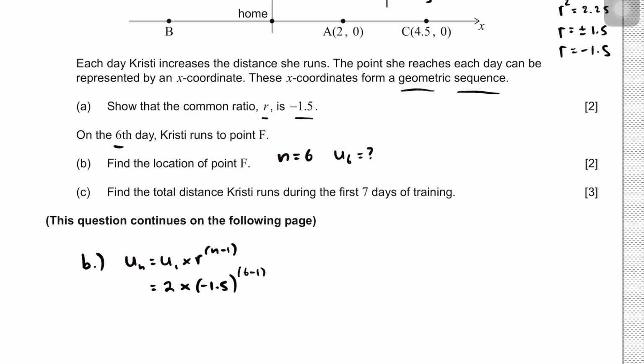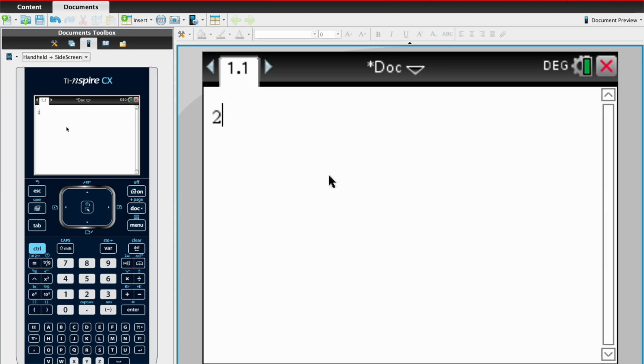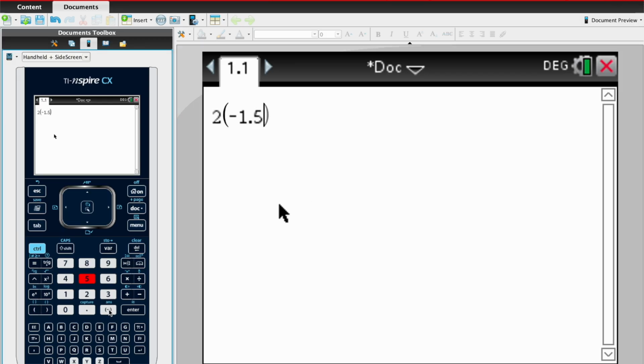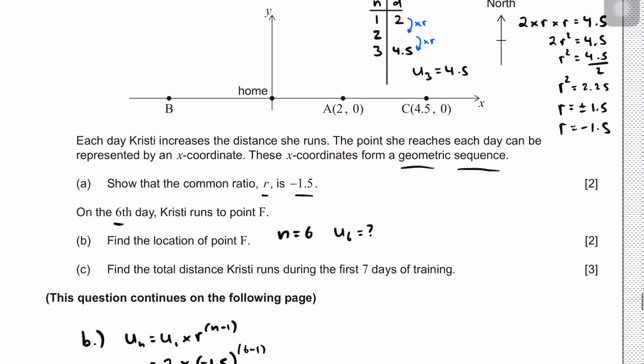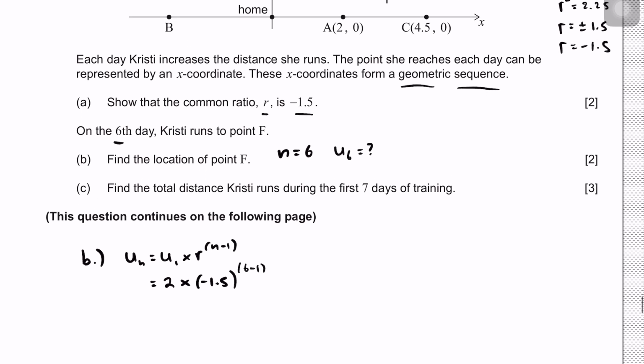And now we can go ahead and solve this in the calculator. So here we go. 2 times, I'm going to put some brackets just so we can get the negatives. Negative 1.5, and then, whoops, a little too many brackets. Raise this to the power of 6 minus 1. All right, that looks good. And we see that she travels, this I guess is to the west, negative 15.1875, or to 3 sig figs, this is negative 15.2. Okay.